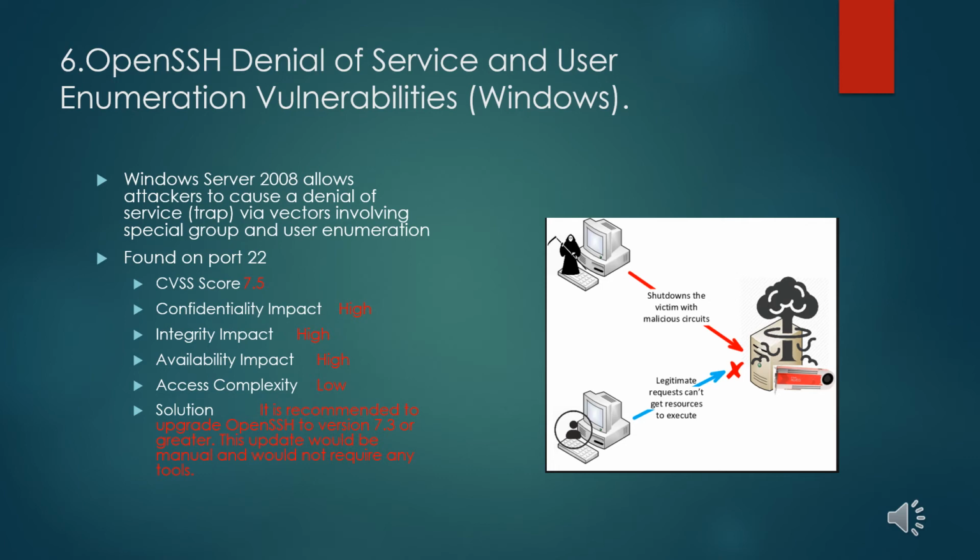Integrity impact is high. It can increase the CPU impact and consumption. Availability impact is high. Timing will be increased when a user inserts a large password. Access complexity is low. A user can use automated tools to help exploit the enumeration vulnerabilities, such as a brute force attack. And the solution is to upgrade to OpenSSH version 7.3 or greater.